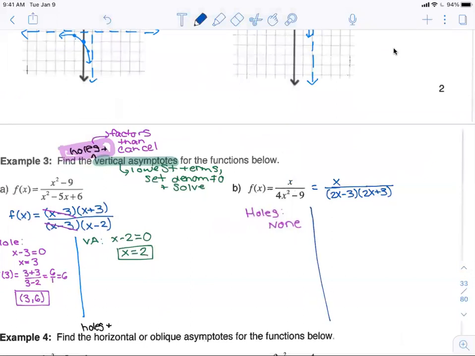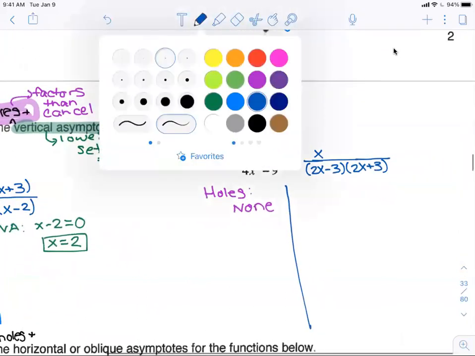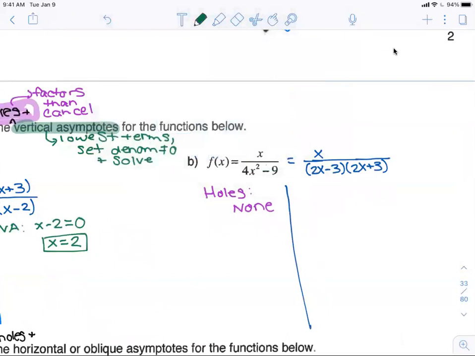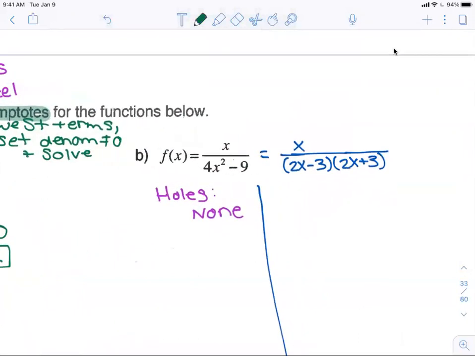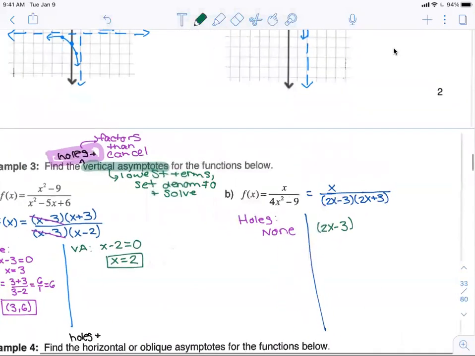All right, let's go ahead and now look at the vertical asymptotes. So for the vertical asymptotes, it's in lowest terms. You're going to set the denominator equal to 0 and solve. Actually equal to 0. I'm so used to putting not equal. I meant equal to 0. Not equal is for the domain.